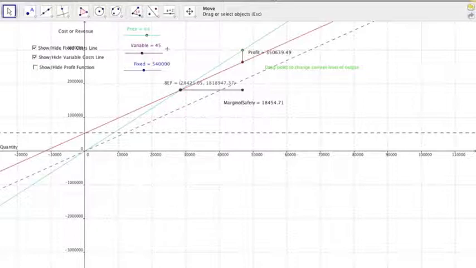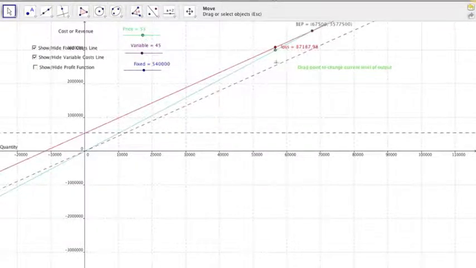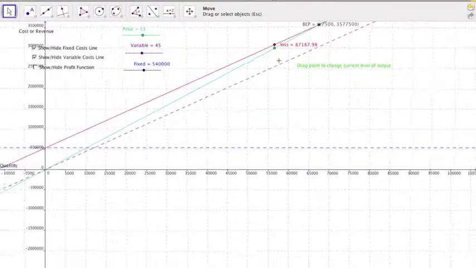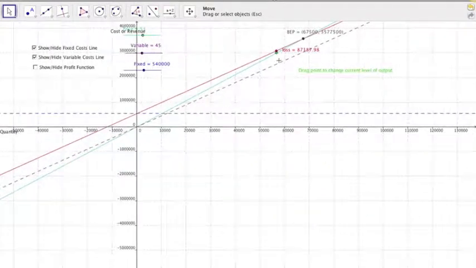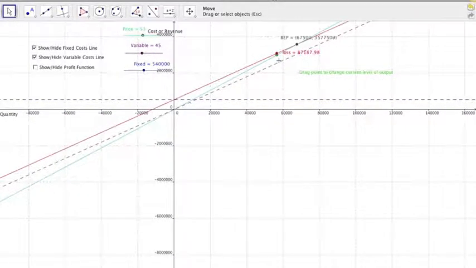Now the change in price. As the price decreases, the break-even point moves more to the right, as you can see, which means that the break-even revenue and the break-even quantity increase. Also, the total revenue line becomes more flat. The margin of safety becomes smaller, and there are also lower amounts of profit.